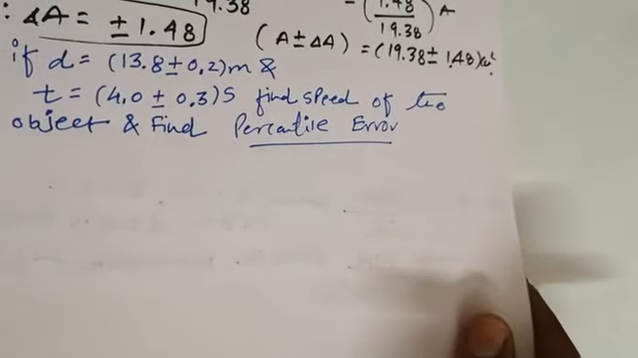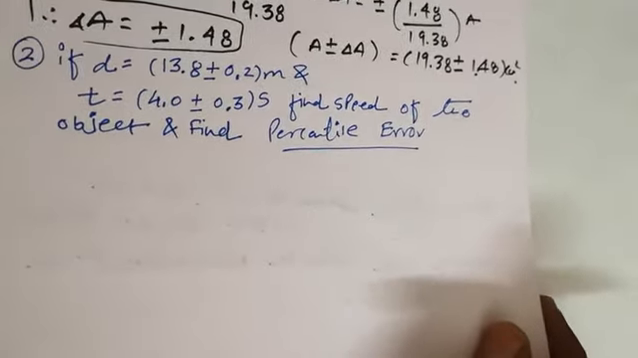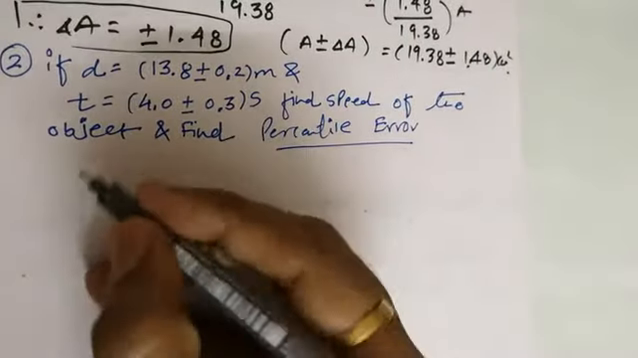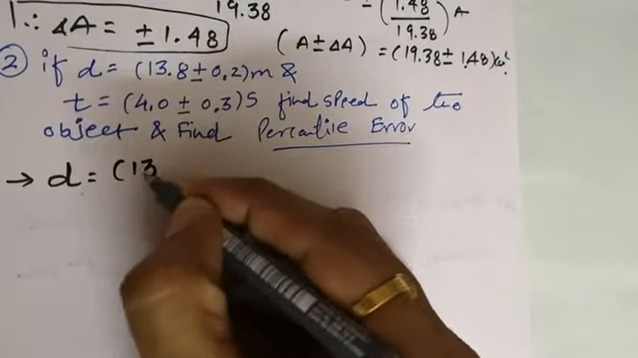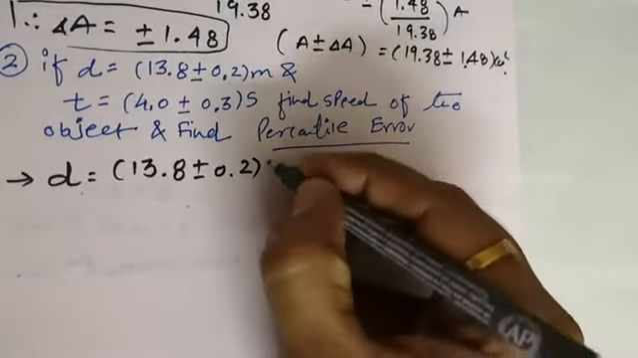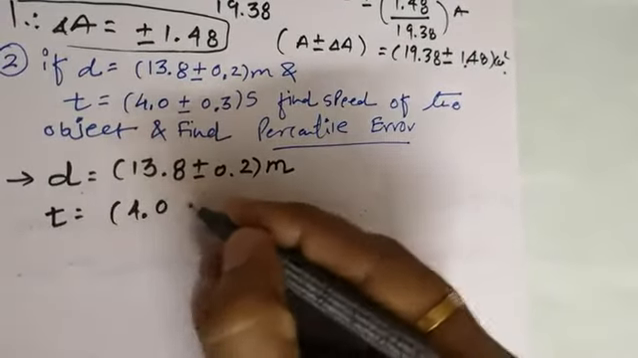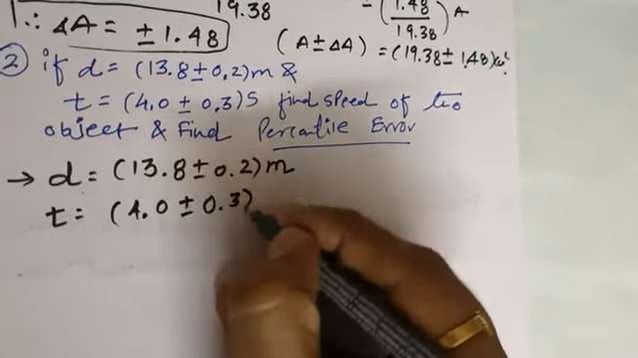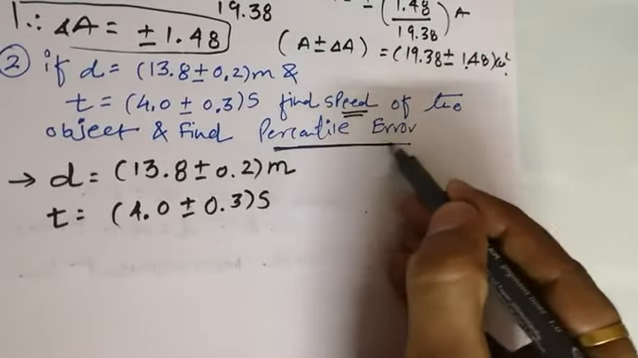Now we want to conclude with the second example, which is given to us. Let's say our distance is 13.8 plus or minus 0.8 meters and time is 4.0 plus or minus 0.3 seconds. We have to find the speed and its percentage error.